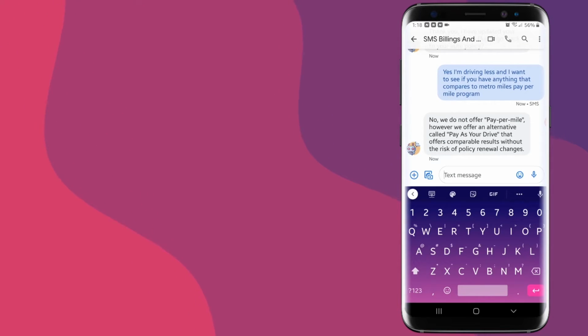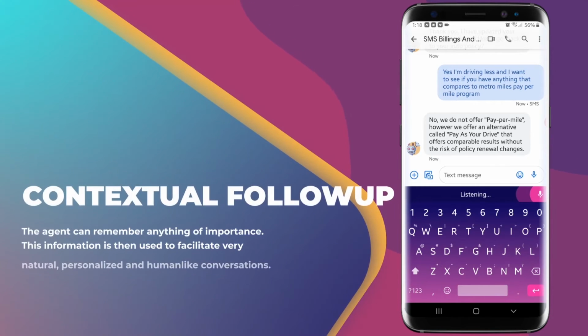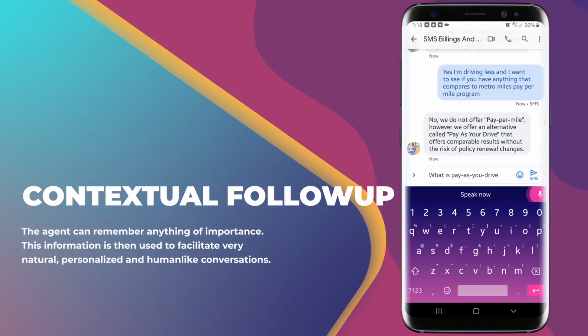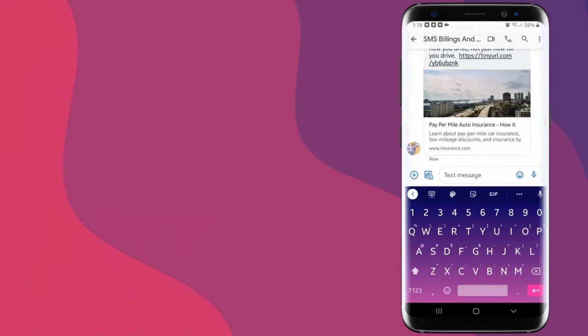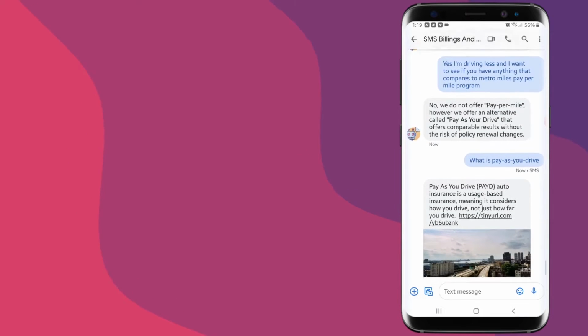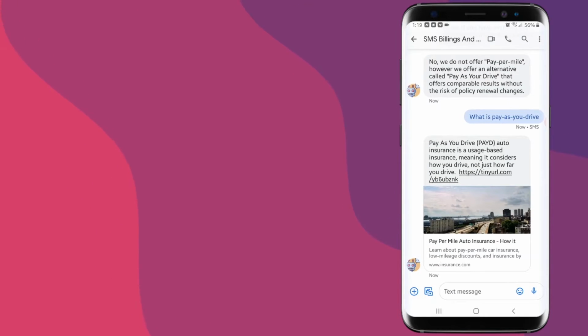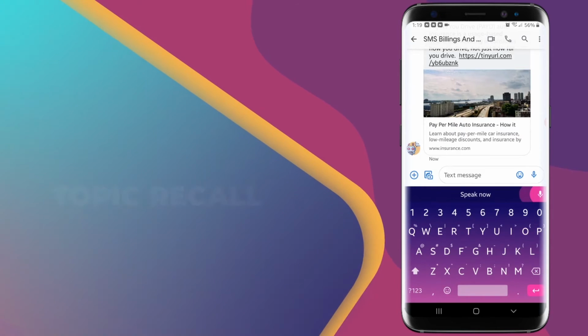and wants to see if there are any programs that can save them money. The agent's taught to know not only its company's offerings, but also a comparison of its competitors' offerings. The agent's memory is useful in facilitating a natural flow of contextual follow-up questions.